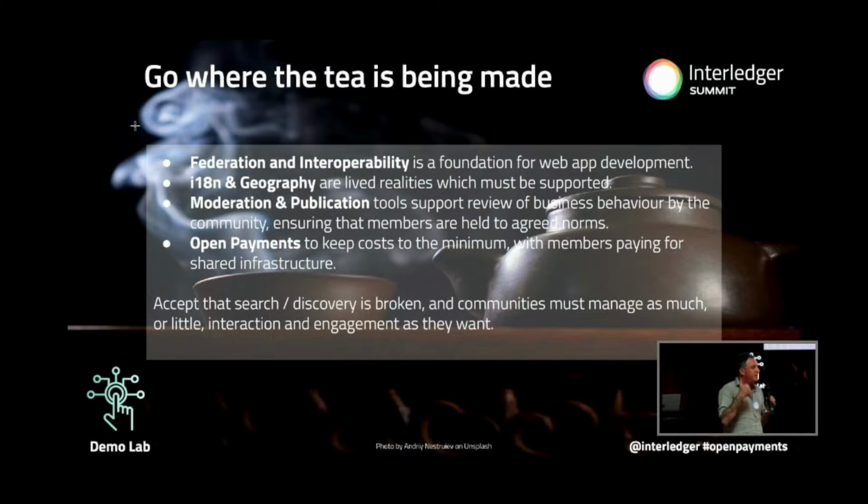So federation and interoperability. If you're building a web shop, that's the first principle, okay? Go where the tea is being made. Be easily discoverable in other people's search feeds. Allow a follow button. No more than that. Opt in, opt out. Follow, unfollow. One button.